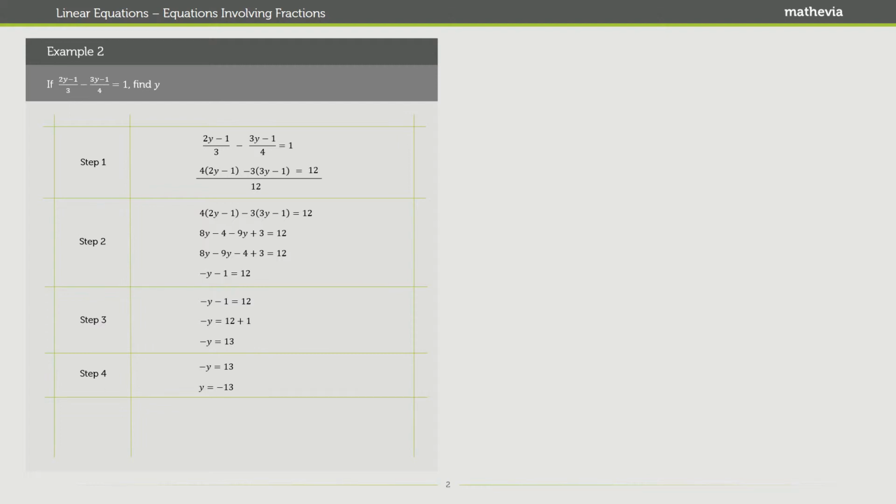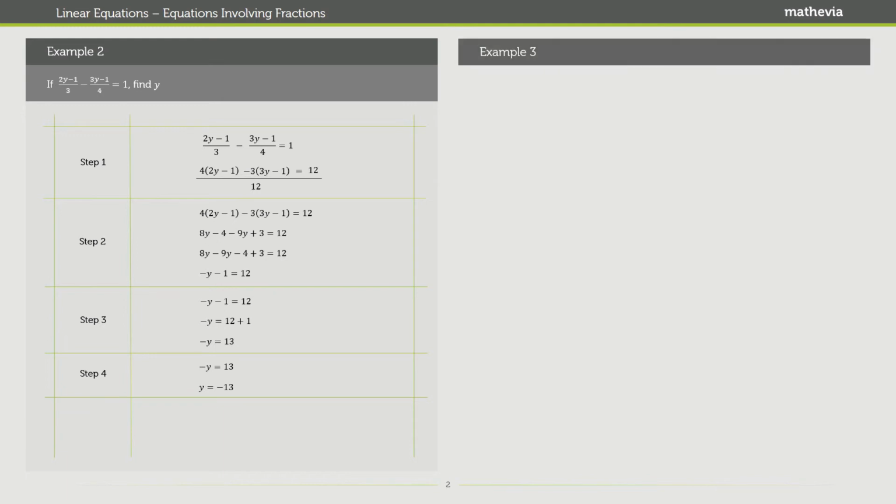Then you simplify, collect like terms, and at the point minus y minus 1 equals 12, we basically solve using simple equation solving. You move minus 1 over to the right and it becomes plus 1, and then we divide both sides by minus 1, and we have that y equals minus 13. Very simple. I think we have one final example.